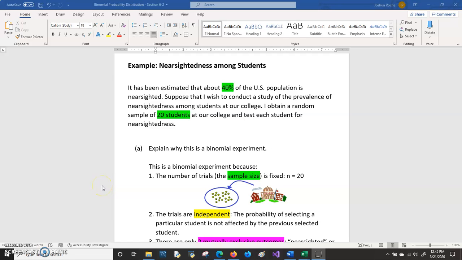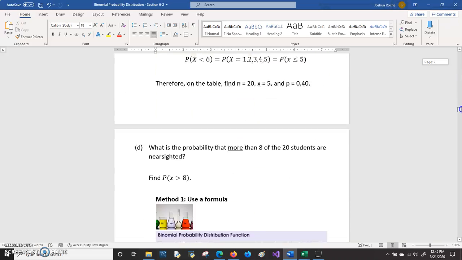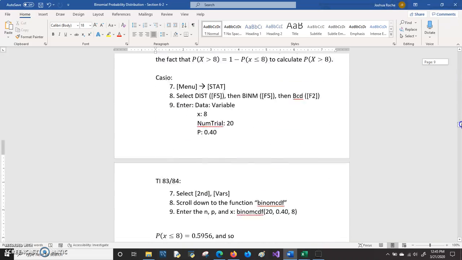This is a continuation of the example from section 6.2. So far in the last two videos, I've gone over part A, B, C, and D. It's the same example of nearsightedness among students. And the last part is part E. So we'll go down to that, part E.